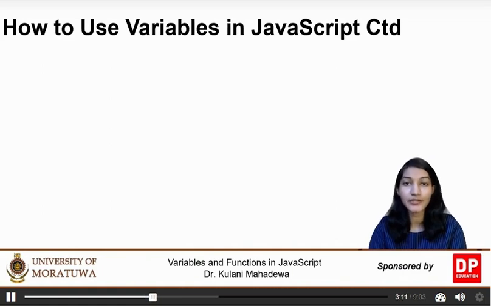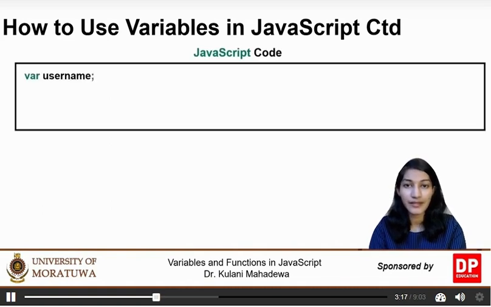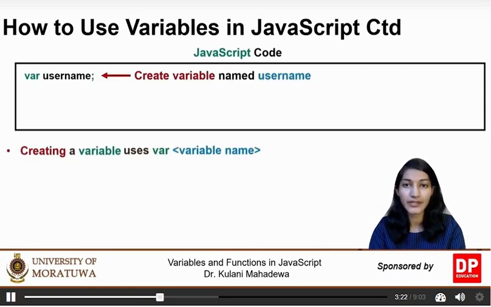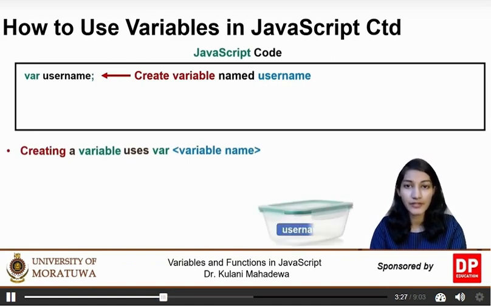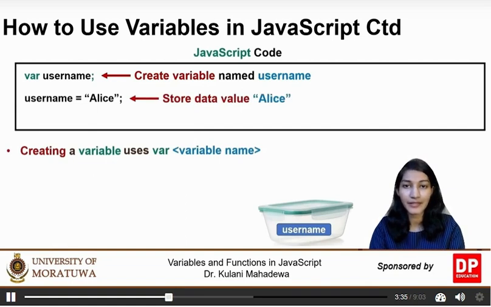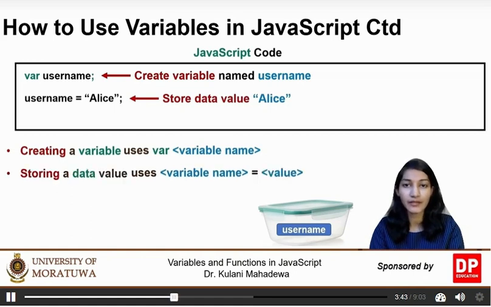Now we know that we need to use a variable to store that username. So in our JavaScript code, let's create a variable called username. To create a variable, we use the keyword var, then the variable name. It is similar to labeling your food container. Next, we need to store the data value in the variable. For now, let's give data value as Alice here. This step assigns the value Alice to the variable using the equal operator. It is similar to how you put food in the food container.